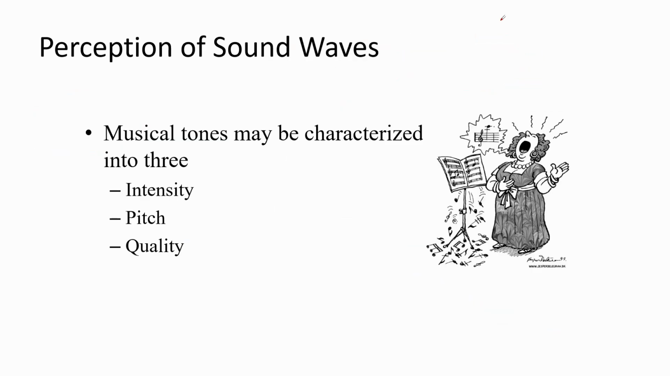In music, sound is characterized into three properties: the intensity, pitch, and quality. These properties create a basis for how musicians are judged on how good they are.